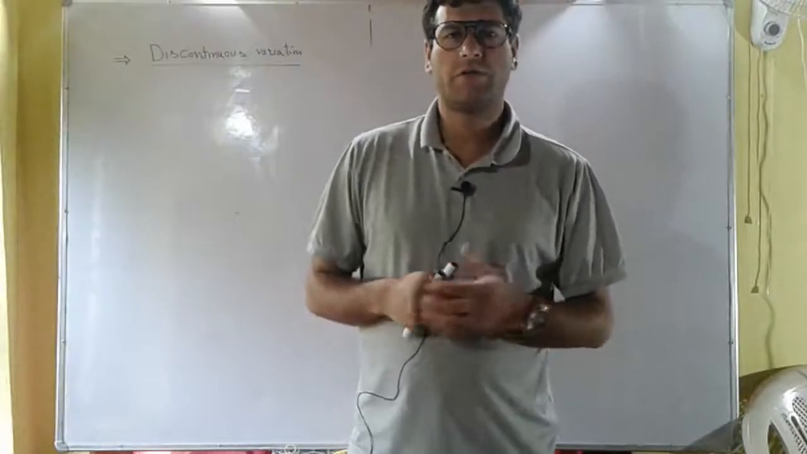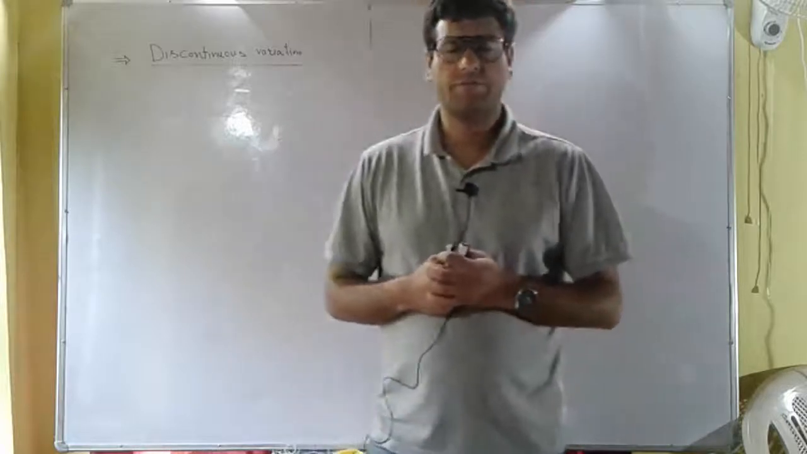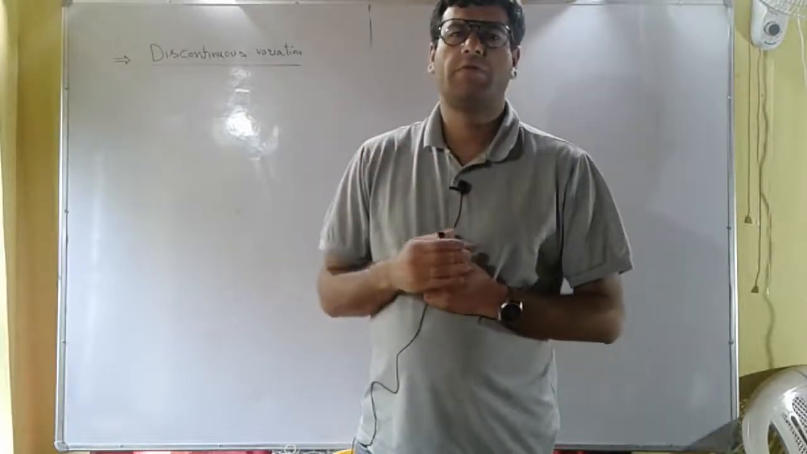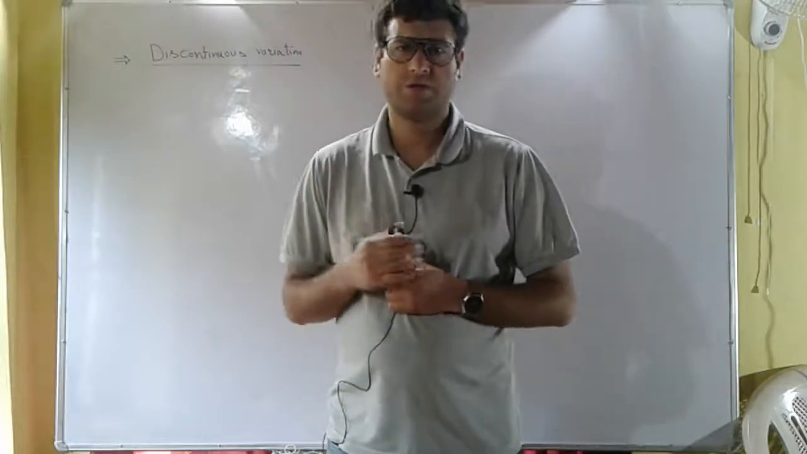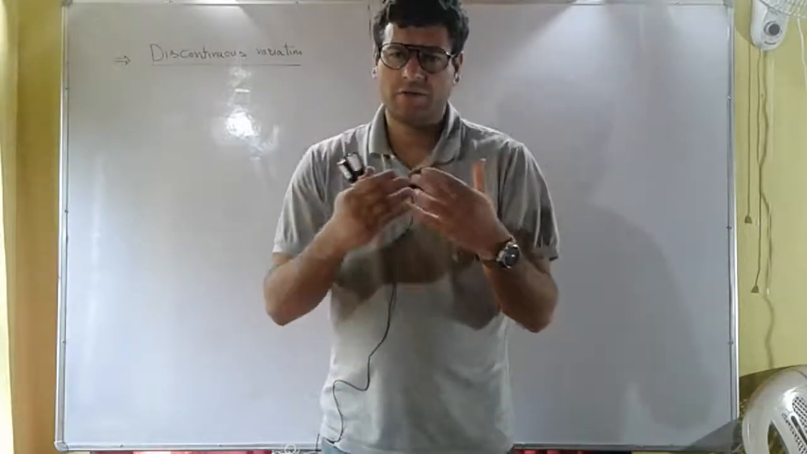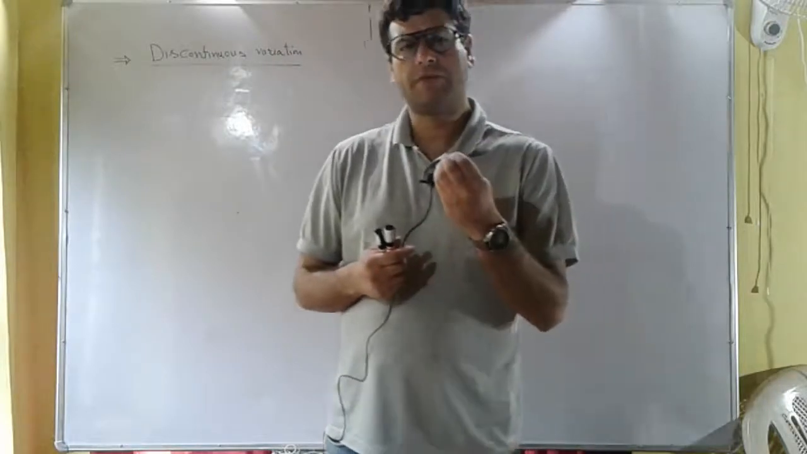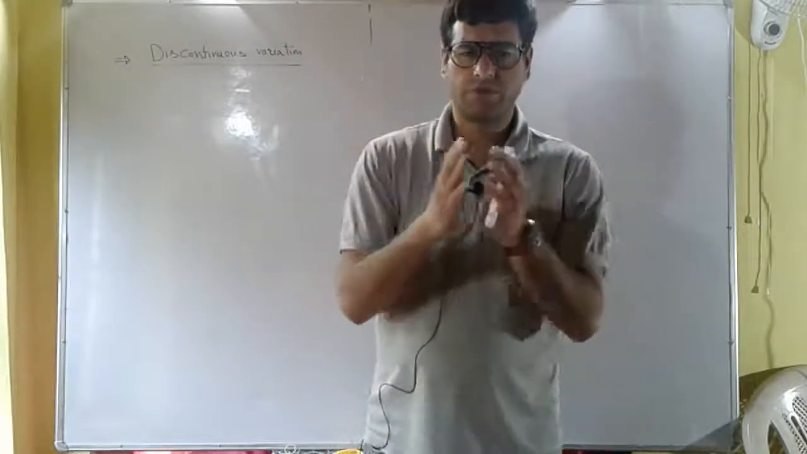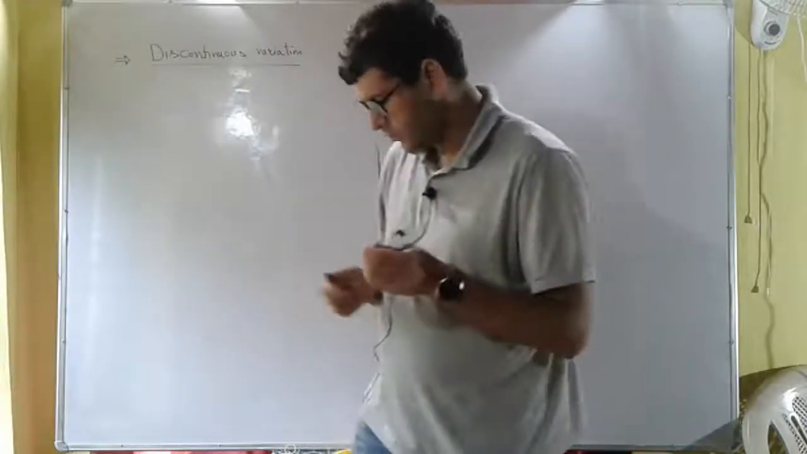Today we will talk about discontinuous variation. What does discontinuous variation mean? Discontinuous variation shows a few clear-cut or discrete phenotypes of a particular trait in a population. In contrast to continuous variation, where we see a range of phenotypes of a particular trait in a population.